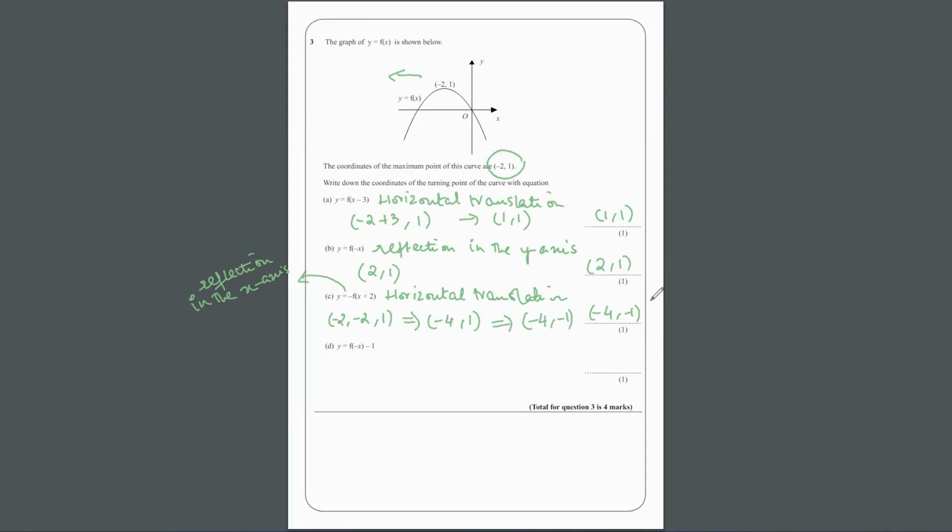Once again, in part C, there was a double transformation. For the x value, there's a horizontal translation happening. We're going 2 units to the left. And for the y coordinate, it's a reflection in the x-axis. So if the y coordinate is positive, it becomes negative, which is the case over here.